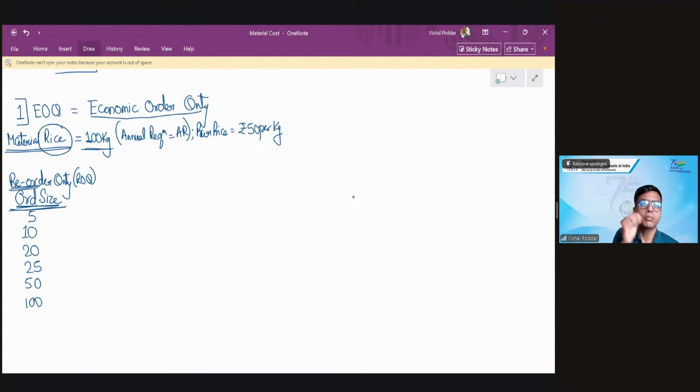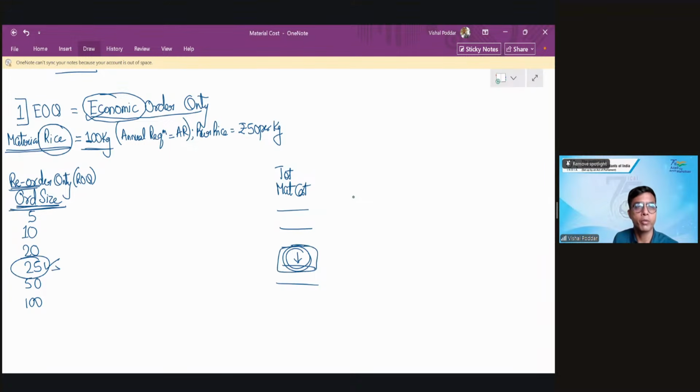But the point is, when it comes to cost control, is there any quantity out of these which is the best quantity to buy? Why is it best? Because cost wise, it is the most economical. Out of all these different options of order quantity, I have one quantity which will give me the lowest total cost of material. In English, we call it the most economical because it is the lowest cost option. So out of these different options, one will be called EOQ, for which the total material cost will be the lowest. That quantity, we will call EOQ.